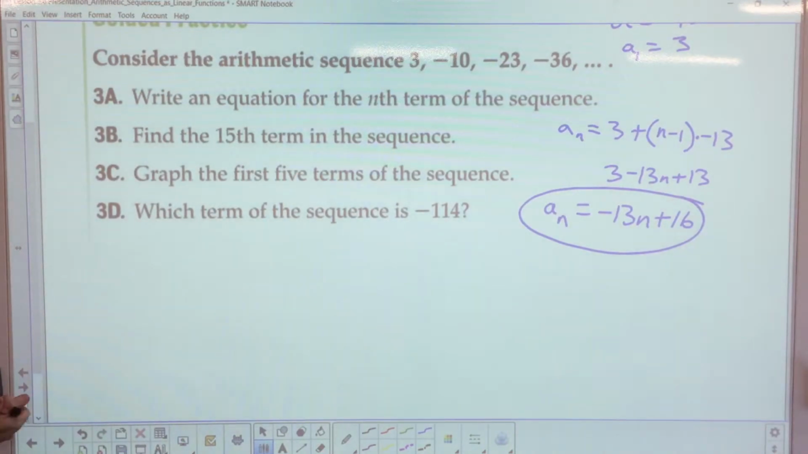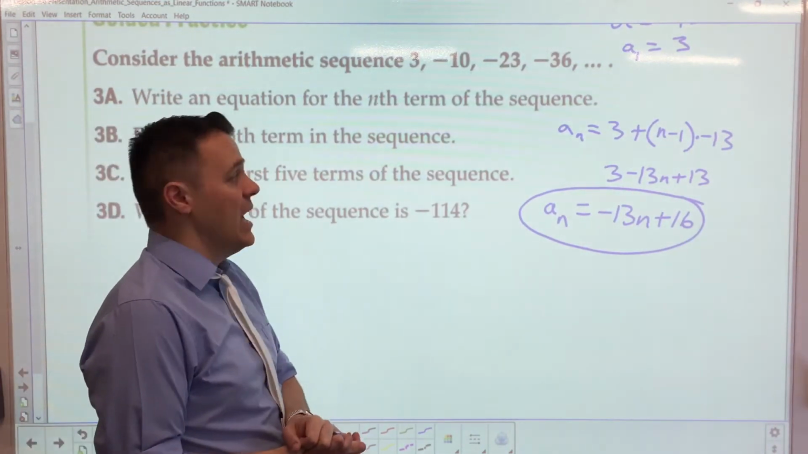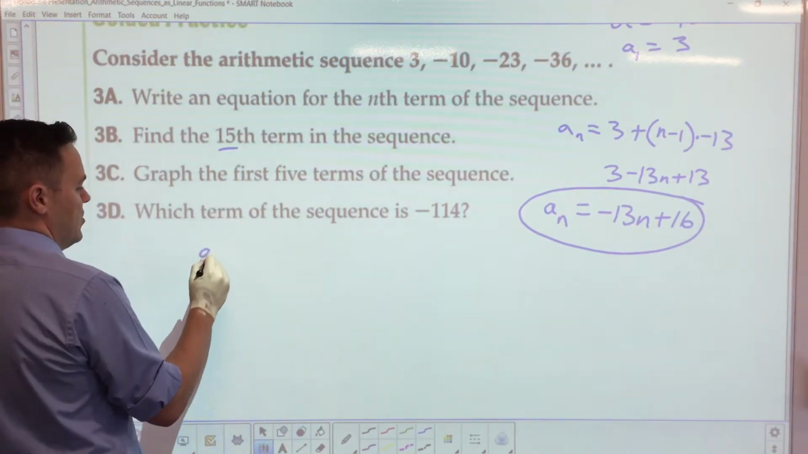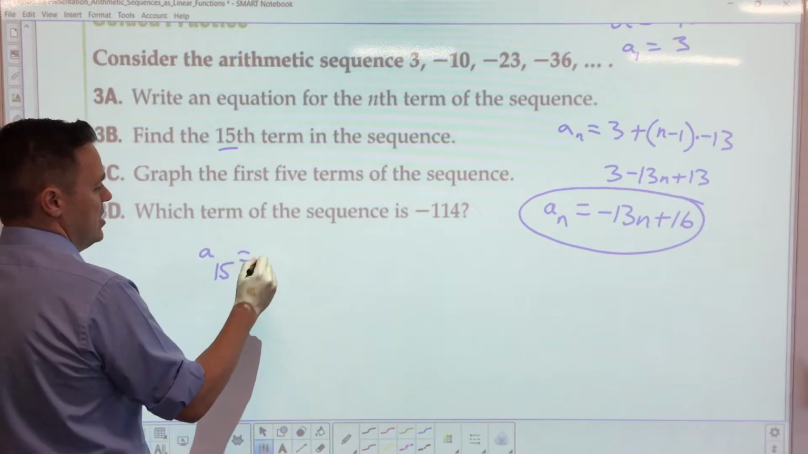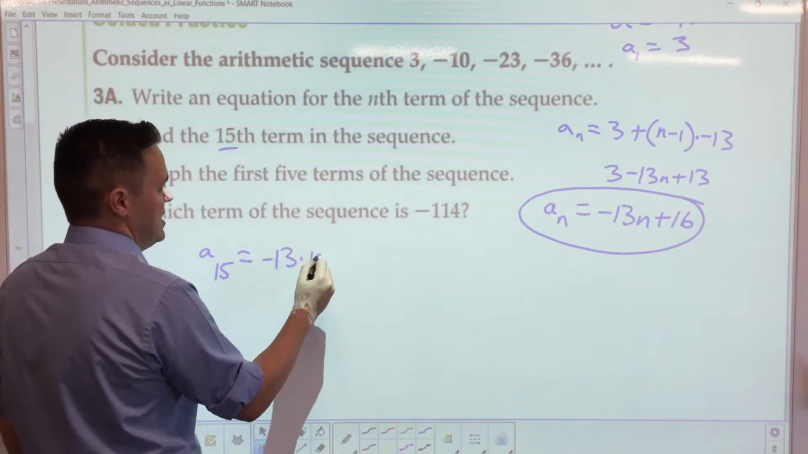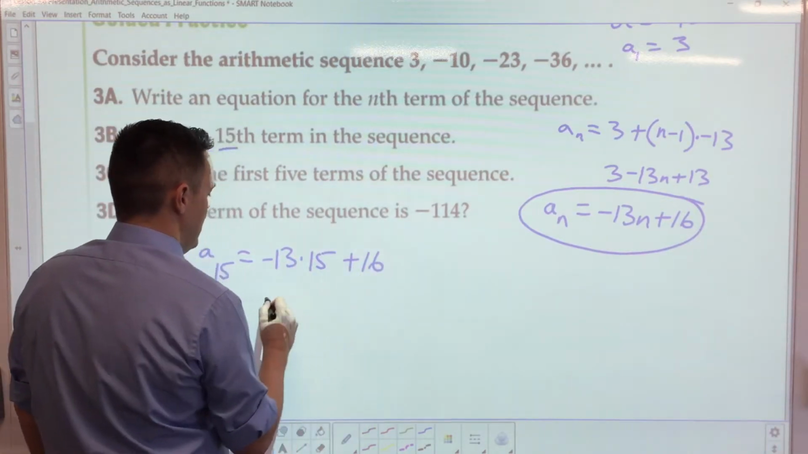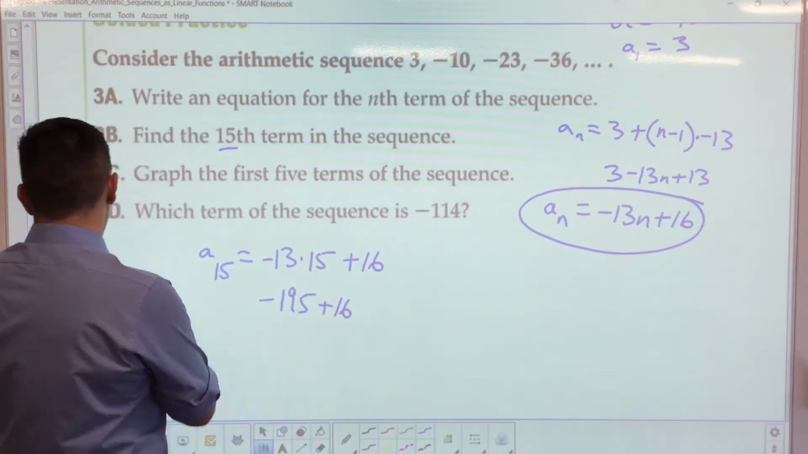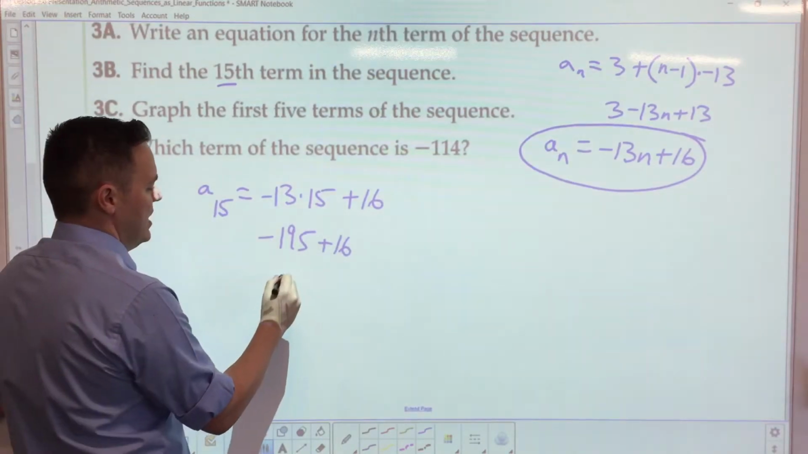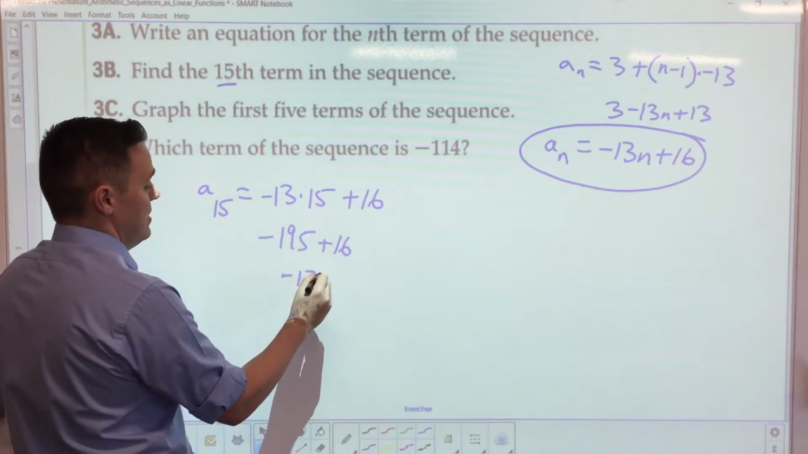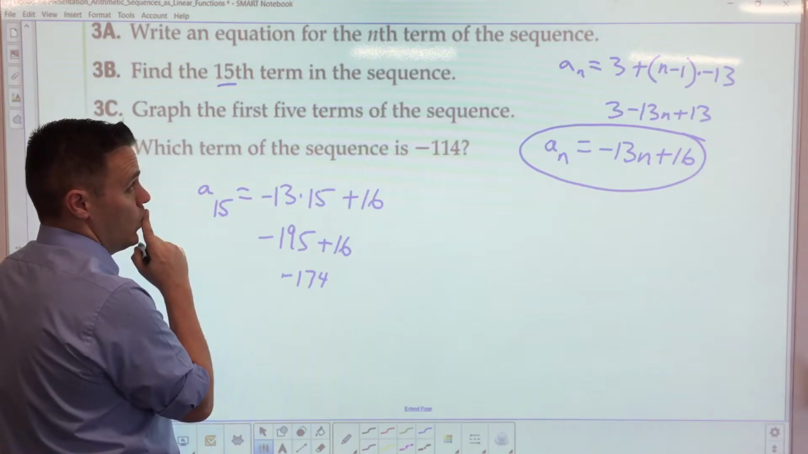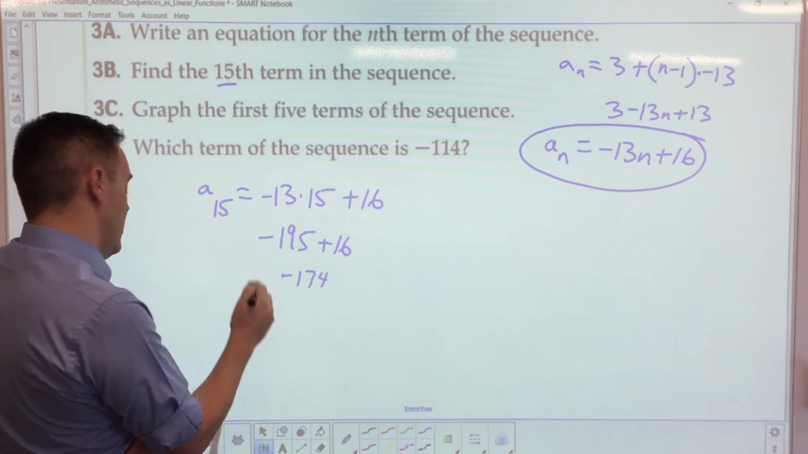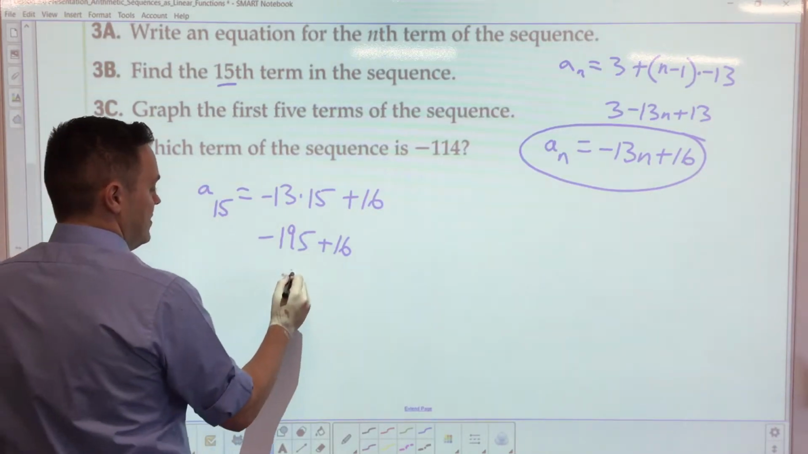Can we find everything else from there? Yes, we can. In a calculator, what I want you to do is find the 15th term. So a sub 15 equals negative 13 times 15 plus 16. You multiply that out, I believe you get 195. And then you add that together, you would get negative 174. Yep, I think that's right. Hold on. 80, 90, nope, 74, 79. Oh, jeez.